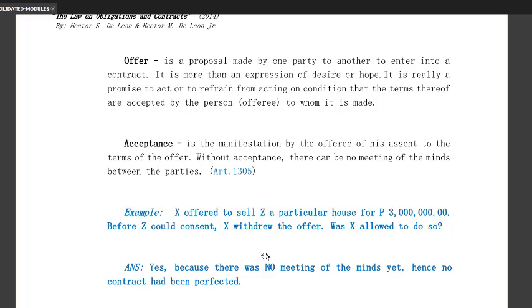No. As Article 1325 says, unless it appears otherwise, business advertisements of things for sale are not definite offers but mere invitations to make an offer.